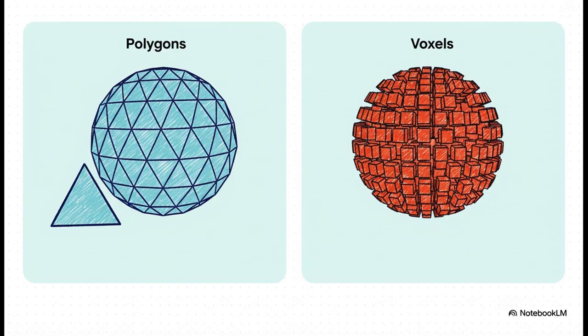But then you have voxels. And a voxel isn't just a point on the skin. It represents actual volume. It's a tiny cube of data in a massive 3D grid. It's really the difference between a photograph of a Lego brick and the actual Lego brick itself.